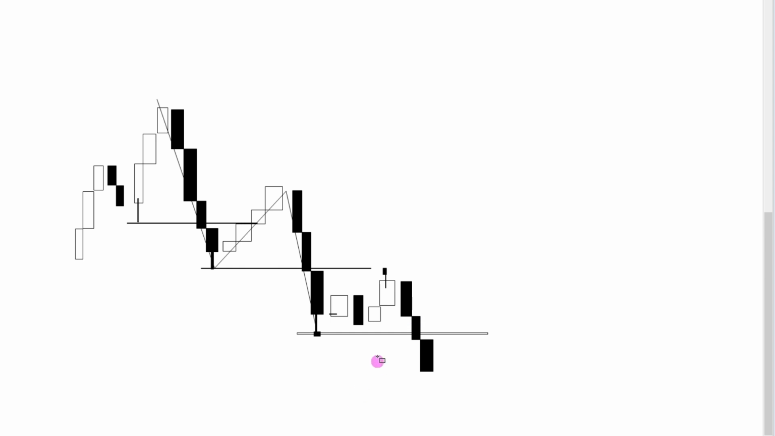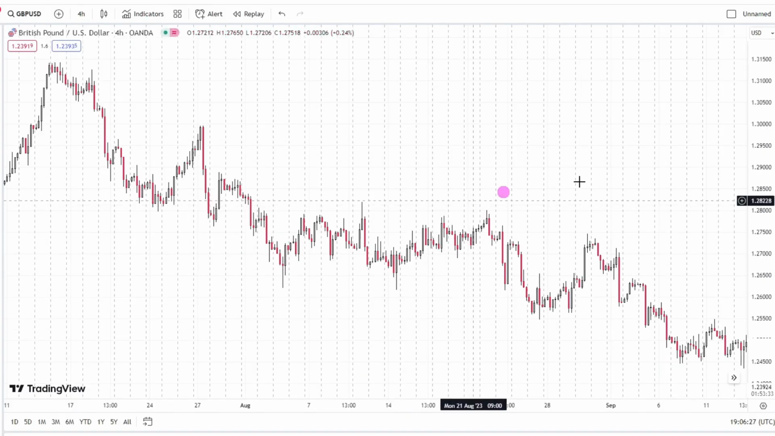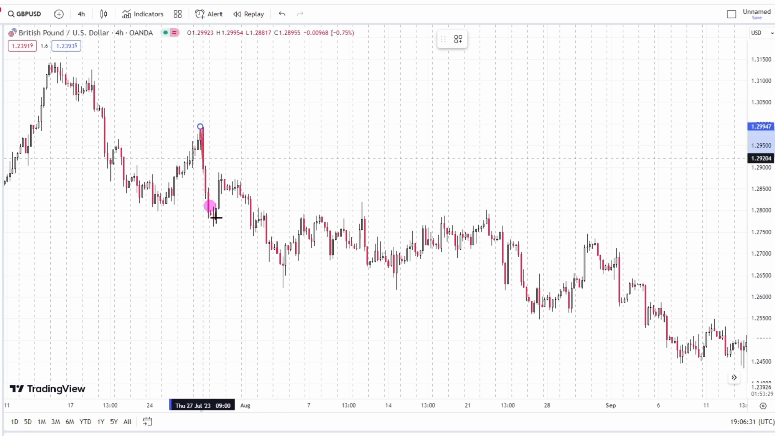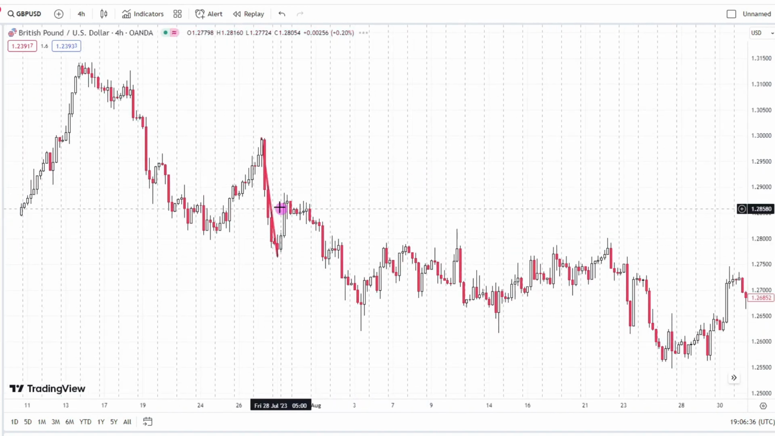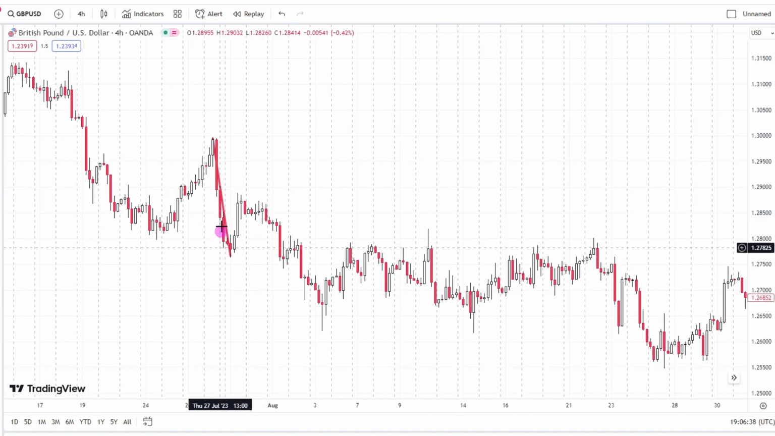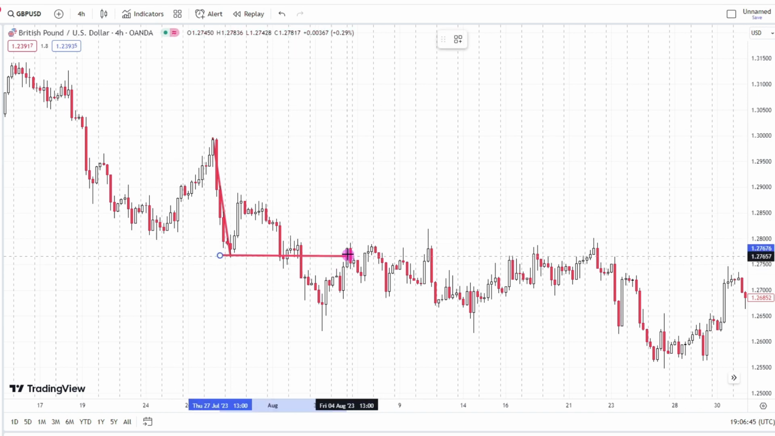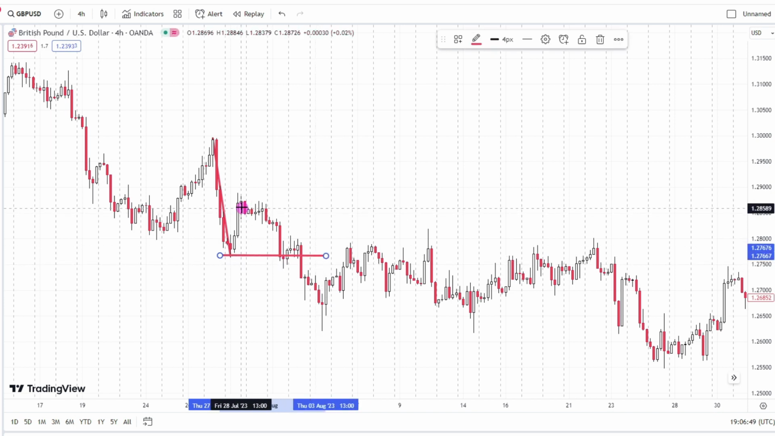So let's mark structure on the real market. This is a GBP USD chart. Let's suppose that this is our first wave at downside. After making the first wave we need two consecutive buy candles. Here you can see three consecutive buy candles, so we can mark our resistance line. This is our resistance line. We'll wait for the market to break and close this resistance line. Here you can see this is a break and close.